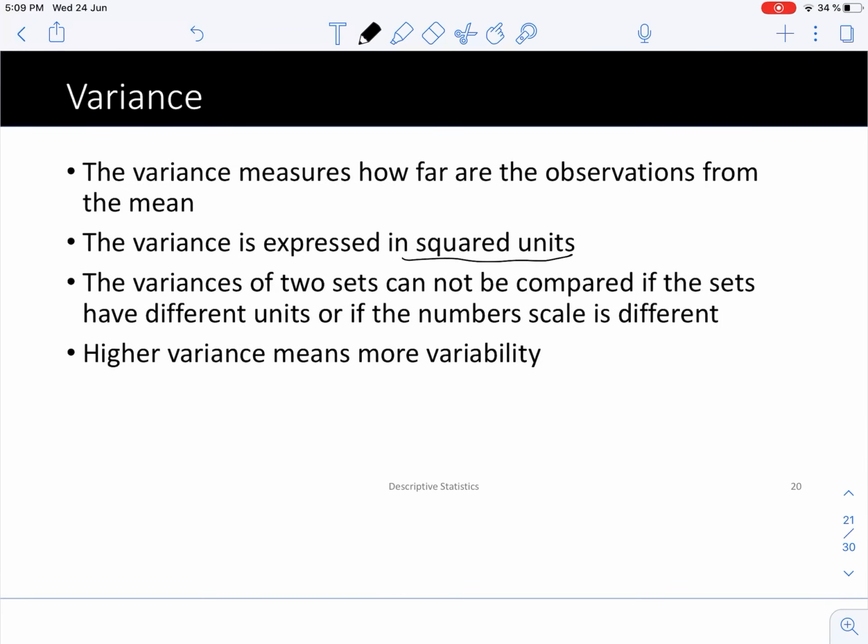Now, if we have two different data sets and we compute the variance for each data set, we cannot compare them. We cannot compare them because each data set might be in a different scale or different units, so the variances cannot be compared that easily. So be careful.